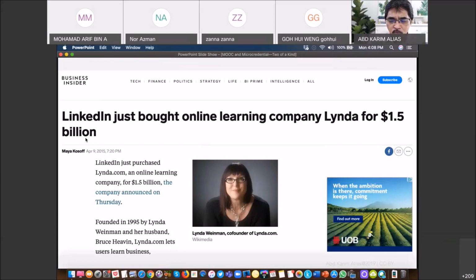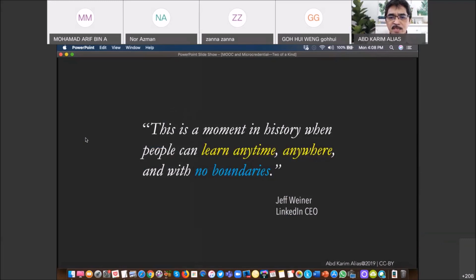Why do you think LinkedIn would want to invest that kind of money if they don't see the potential of online education as a business, as an enterprise? So the LinkedIn CEO, Jeff Weiner, said, this is a moment in history when people can learn anything, anywhere with no boundaries.